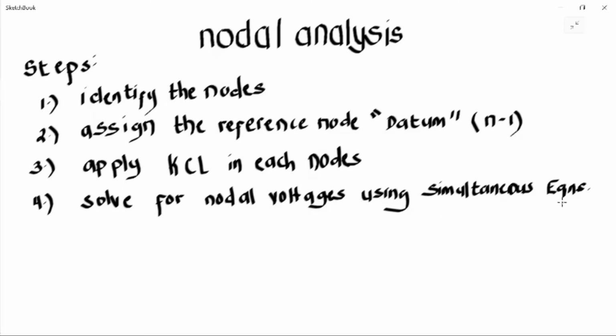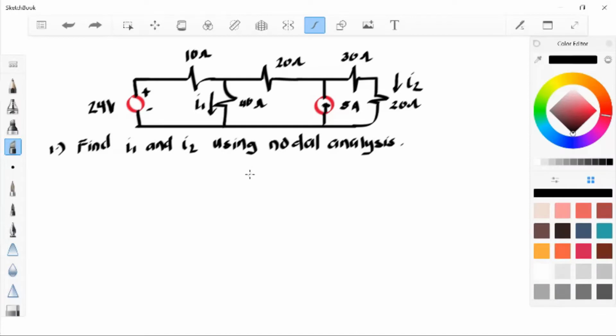Okay, so let's have our first example. For our first example, using this circuit, we need to find currents I1 and I2 using nodal analysis. To do so, the first step is to identify the nodes in the circuit. Actually there are 3 nodes in the circuit. This is node 1, this is node 2, and this is the common node, which is node 3.